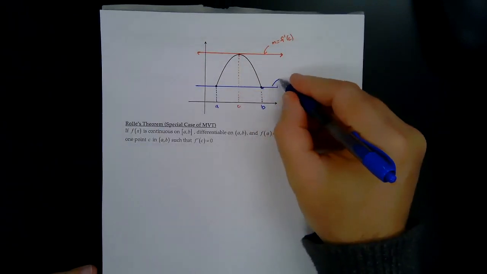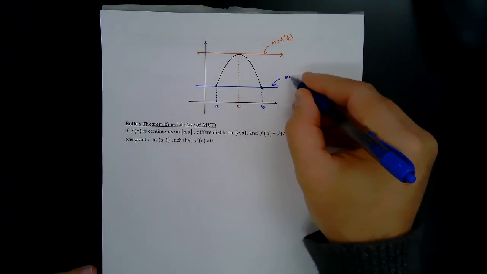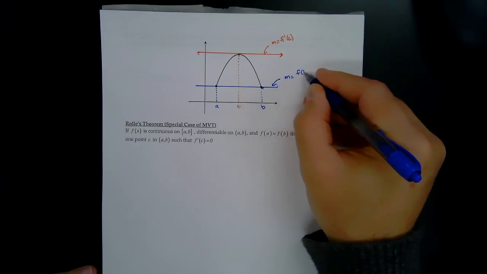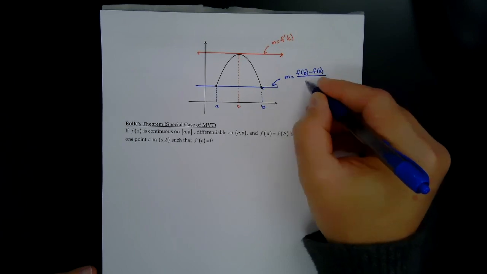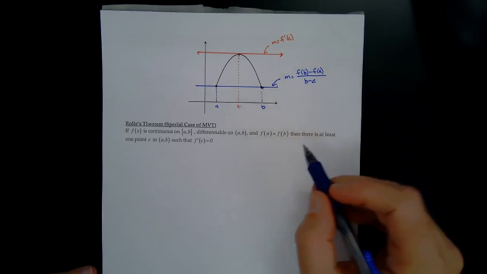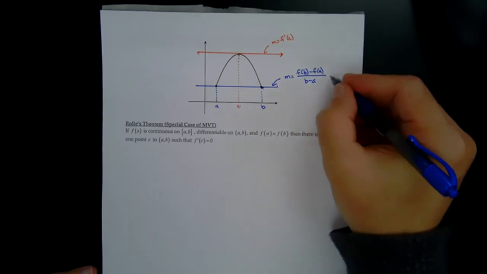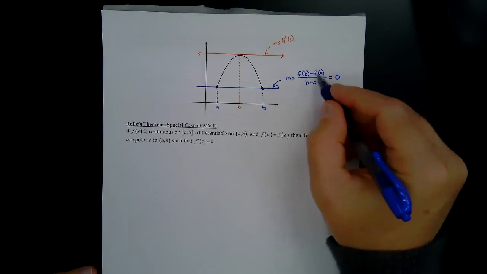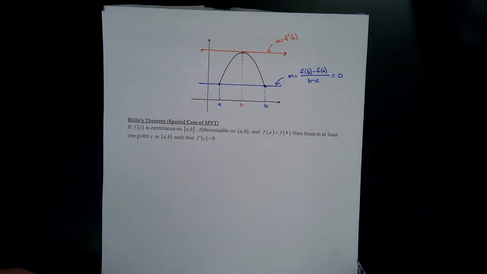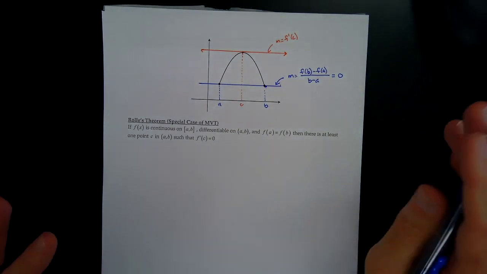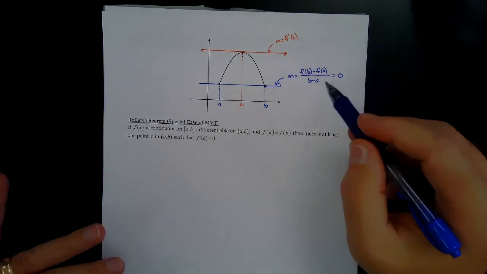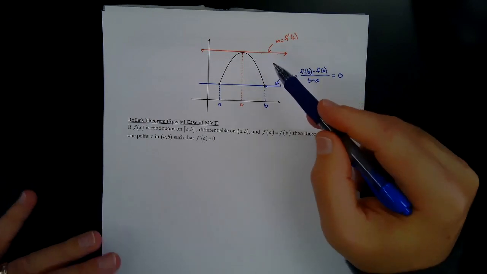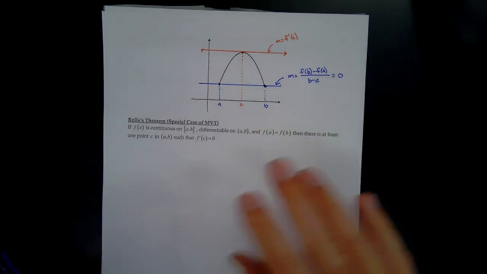And this is a special case where M is equal to f of B minus f of A over B minus A. Because f of A and f of B are the same, that comes out to be 0, because the numerator would be 0 here. So there has to be at least one. Now there might be more, because this could come up and down, but there's at least one of them in which this would happen.